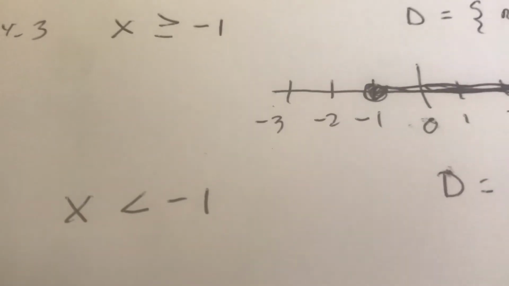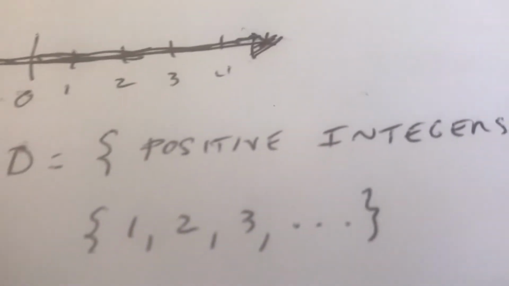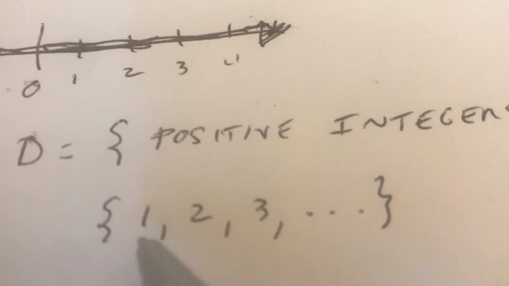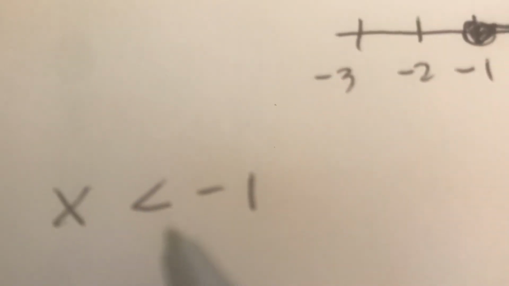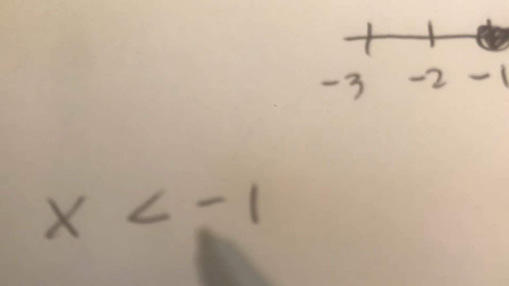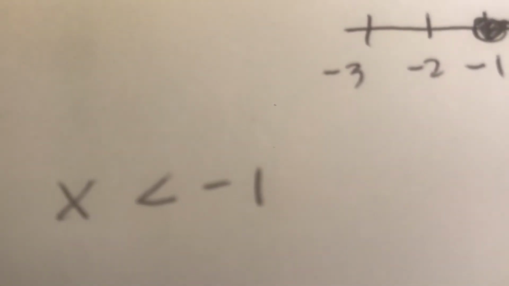Okay, this time it says x is less than -1. The domain is positive integers. Well, the positive integers are the whole numbers greater than 0: 1, 2, 3, 4. So, what positive integers are less than -1? There aren't any. So you can just leave the number line blank. Sometimes it's called the empty set.